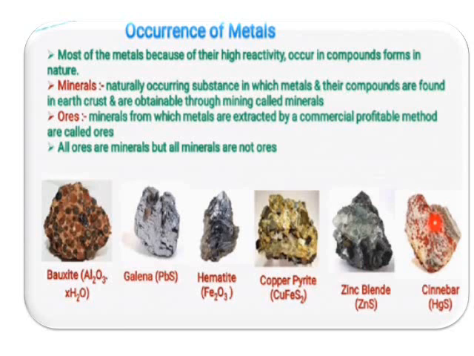Now here in the picture you can see some of the ores of the metals. Bauxite, it is an ore of aluminum. Then like this you have for lead, then for iron, for copper, zinc, then cinnabar, which is the ore of mercury. So these are the ores which are obtained in nature for different metals.